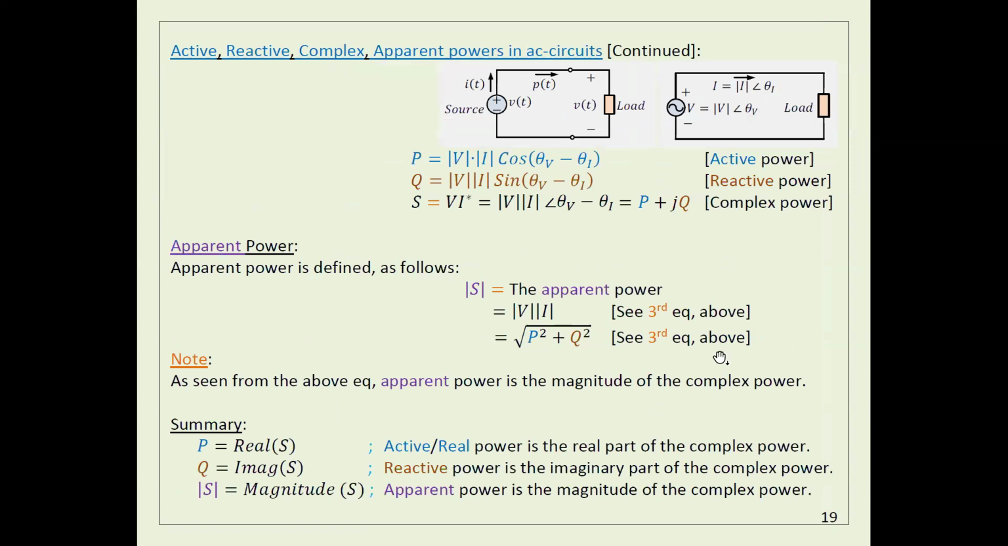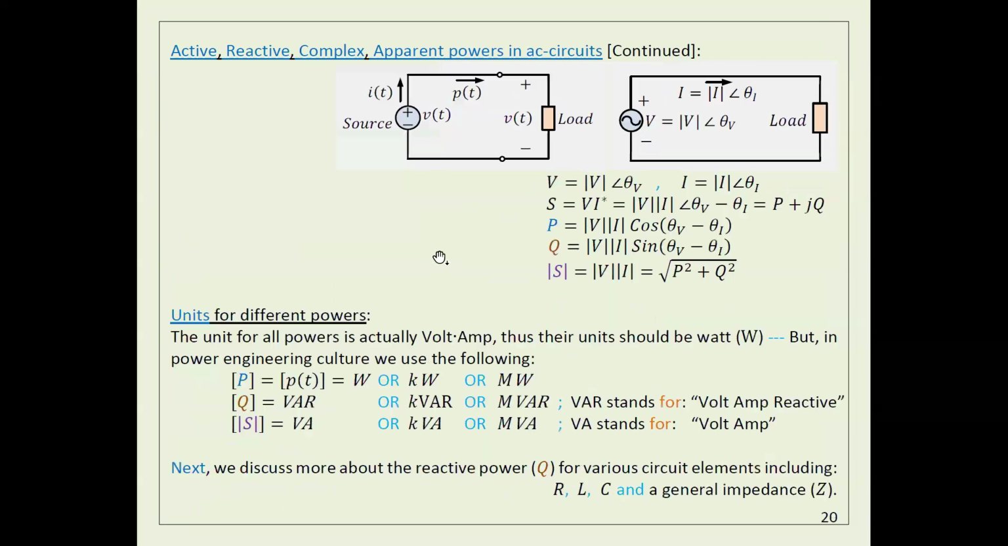I forgot to tell you about this one here. After you calculate the complex power, the magnitude of the complex power we call apparent power. Complex power has two parts: P plus jQ. The magnitude of this, which is the square root of P squared plus Q squared, we call apparent power, which is actually V times I.